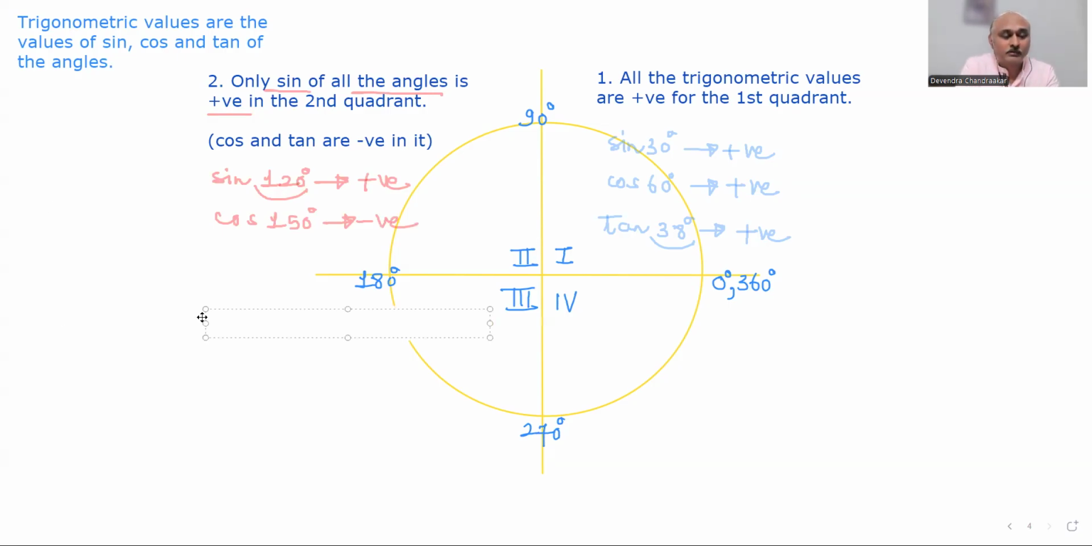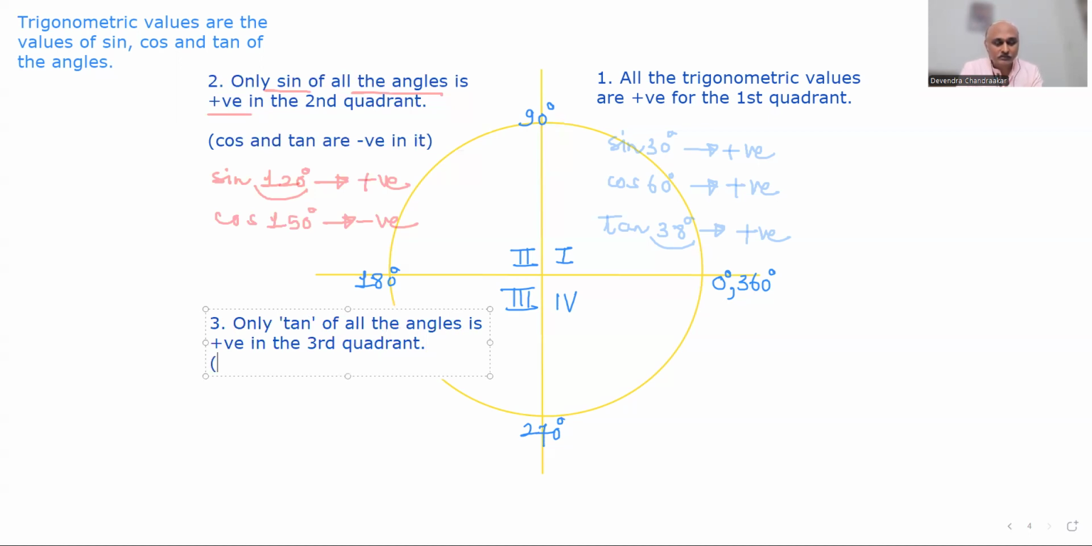Third one, look. In the third quadrant, only tan of all the angles is positive. Sine and cos are negative, right? So in this case, if I ask you about sine 240 degrees, check this angle first.